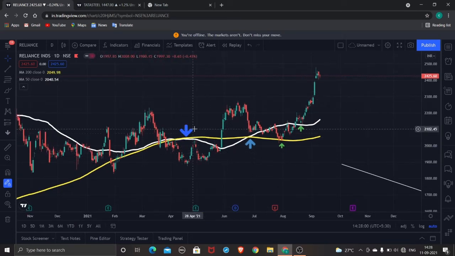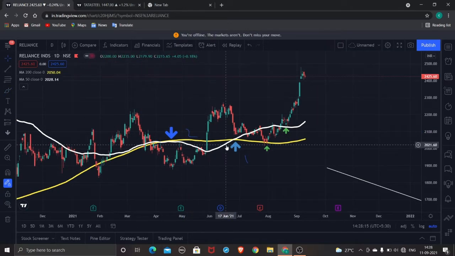Okay, but the difference between point 1 and point 2 would be that in point 1, the 50 moving average is crossing up and the 200 moving average is crossing down. But in the case of point 2, the 50 moving average is crossing down and the 200 moving average is crossing up.